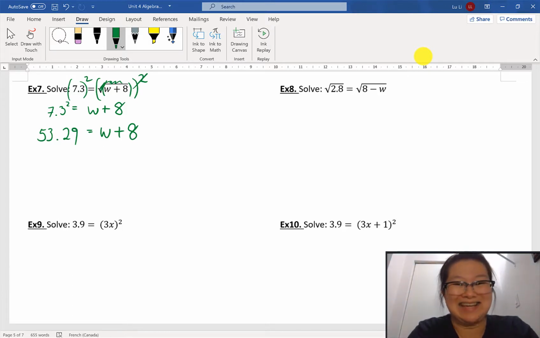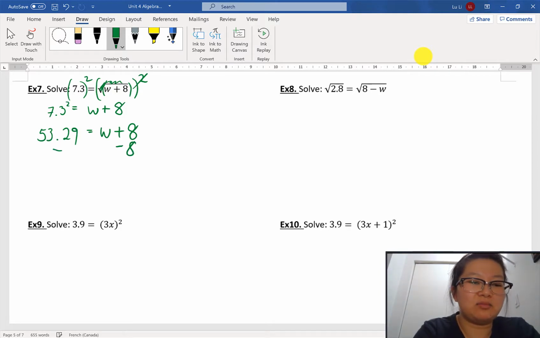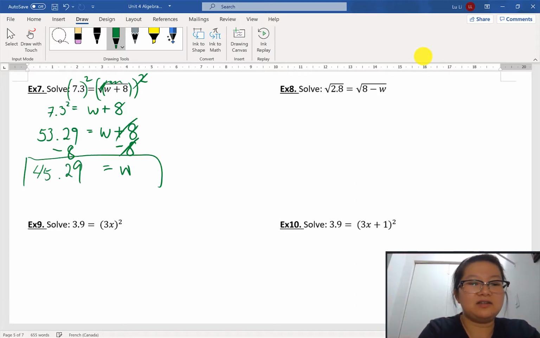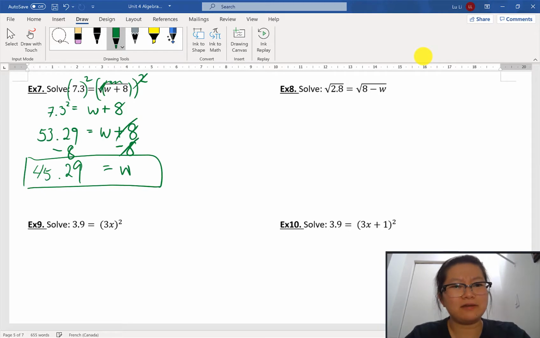And now we are left with just getting to our w, which, peeling our onion, we need to get rid of the 8 as a term. That's a constant. Getting rid of this 8, I'm going to subtract it on both sides of the equation. I am left with w is equal to 45.29. Okay? And that's our final answer right there. Okay, not too bad, right? We're going through all the operations, eh?